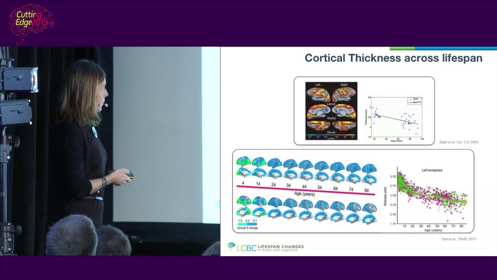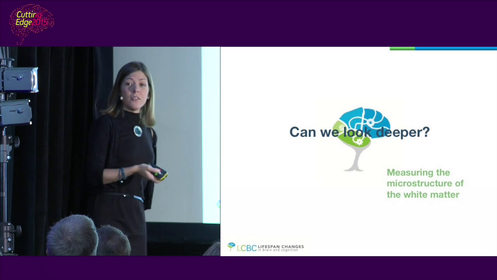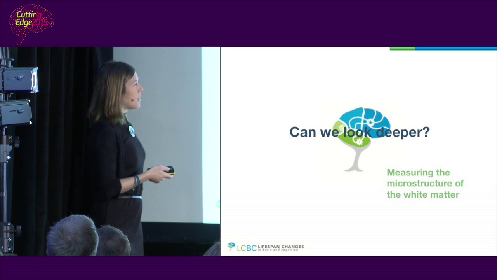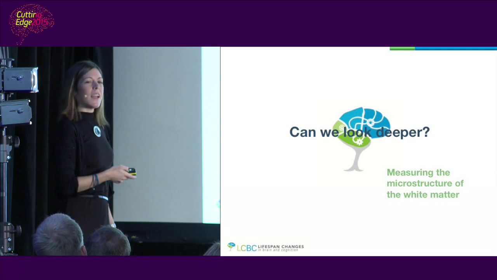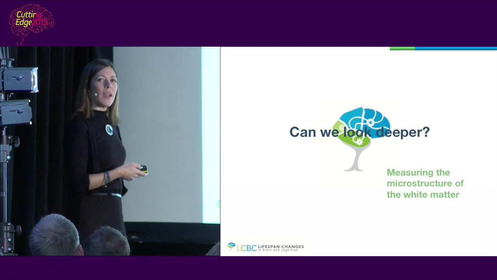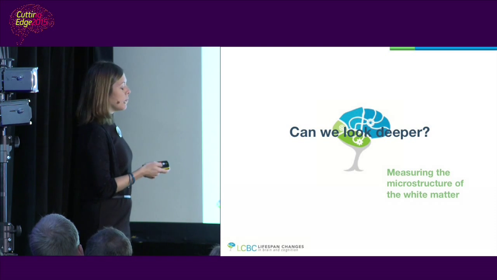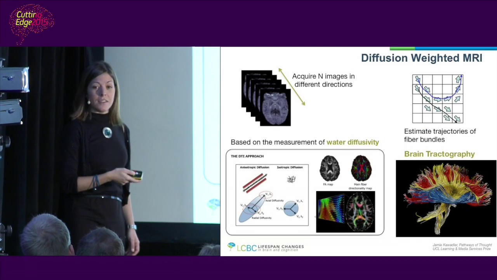So now we know how the gray matter is, and we know how the cortex is. But we might ask ourselves, can we look even deeper in the brain? Can we see the microstructure of the white matter of the brain? And yes, again, the answer is yes.